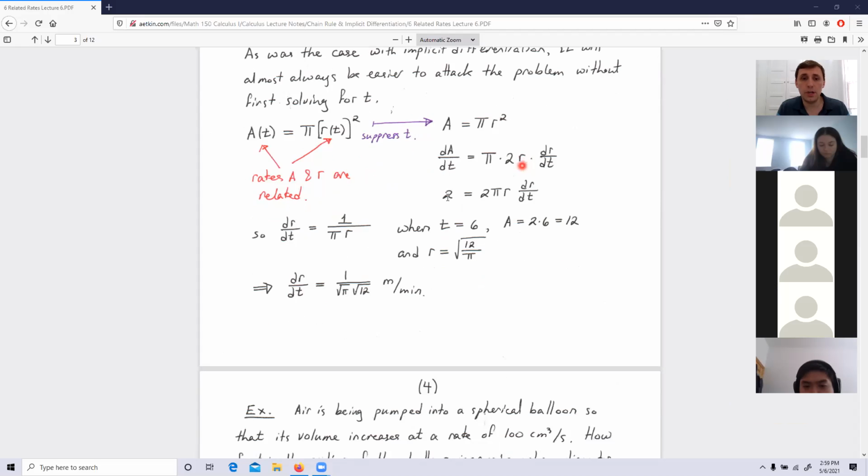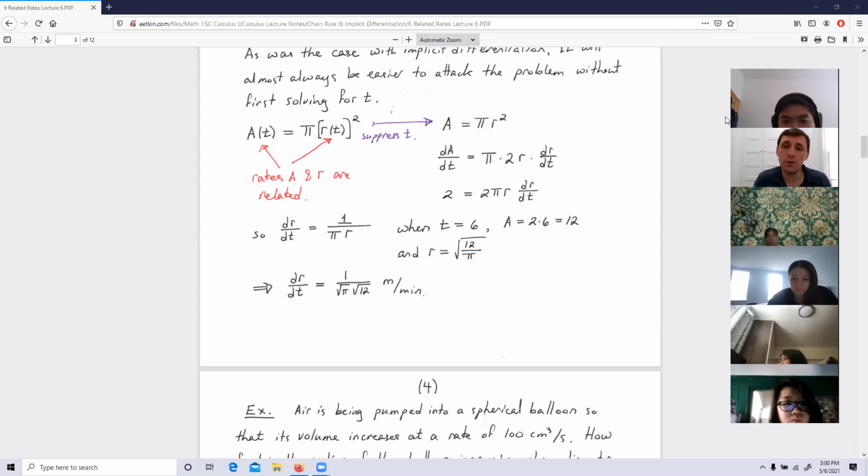And what is then the situation? Then the dr dt is 1 over, look at it, I just move everything across, 1 over pi r. Yes? And then I just calculate when t is equal to 6, 6 minutes later, a is going to be equal to 2 times 6, which is 12. So r is equal to root 12 over pi, and I get the same exact expression as before. You understand? I can use this information to figure out the derivative, the rate of change, without explicitly solving the formula. So I am heavily utilizing implicit differentiation in calculating related rates.